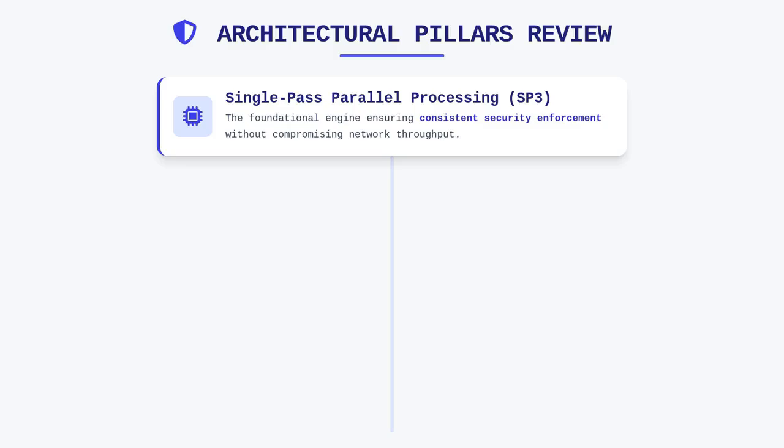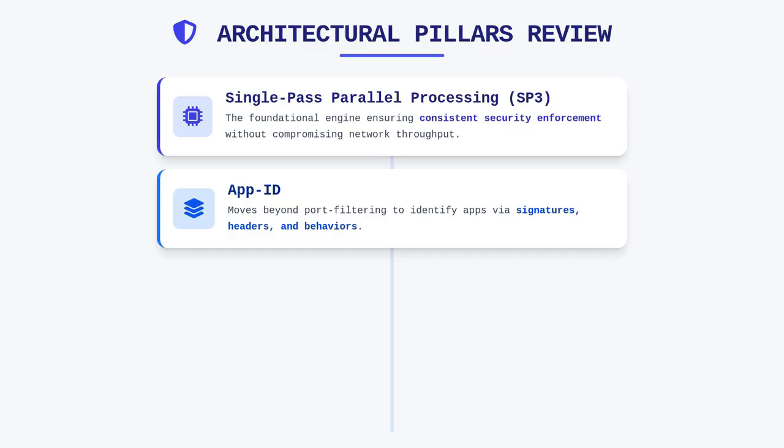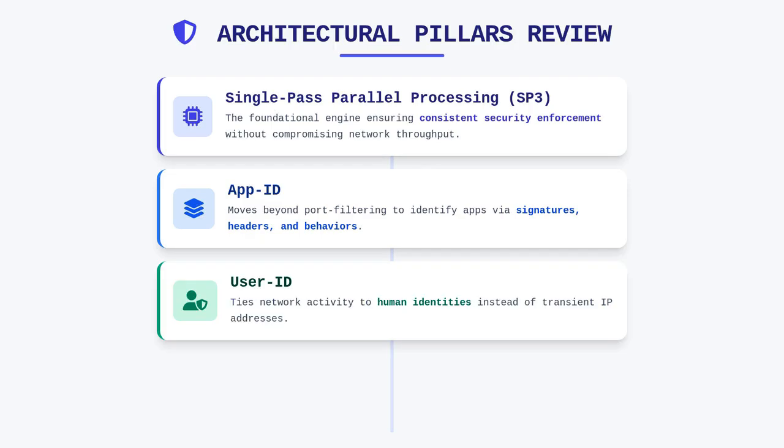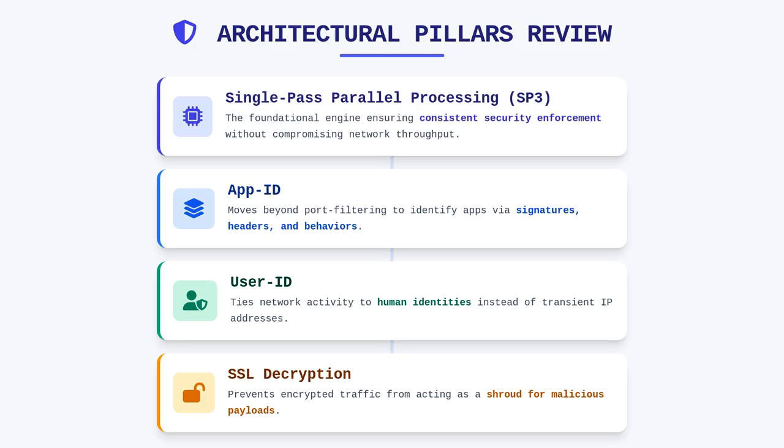We examined how App-ID moves beyond simple port-based filtering by identifying applications based on their unique signatures, headers, and behavior. This identity-aware approach is further enhanced by User-ID, which ties network activity directly to human identities rather than transient IP addresses. By integrating these components with SSL decryption, we ensure that even encrypted traffic cannot be used as a shroud for malicious payloads to bypass our security controls. Each of these technologies was designed to work in synergy, ensuring that your security policies reflect business logic rather than network topology constraints.